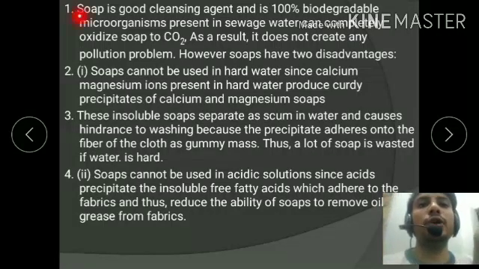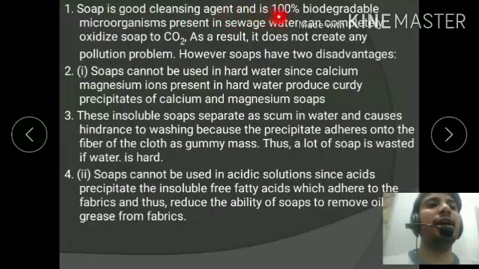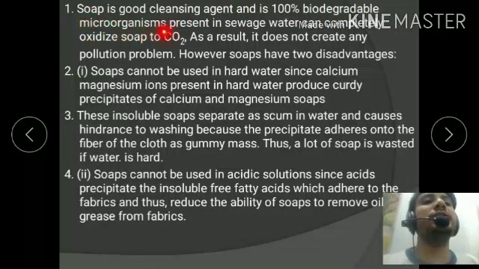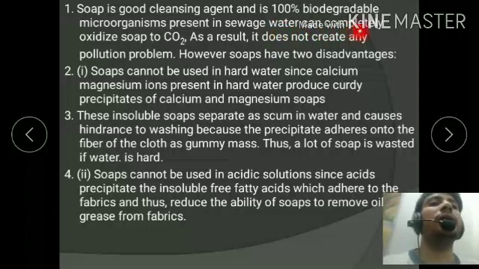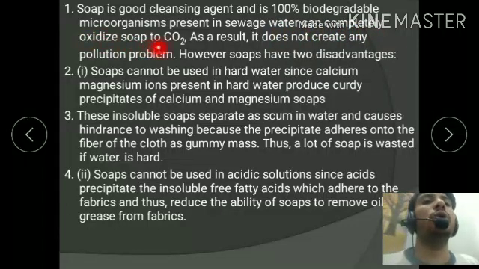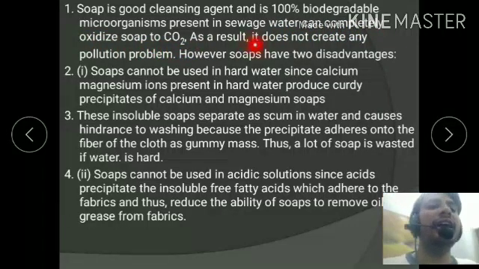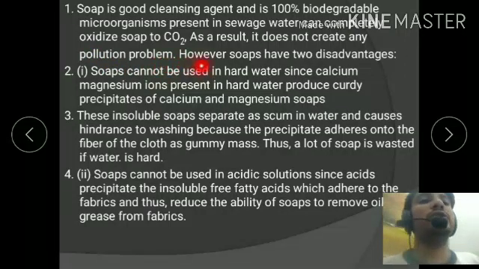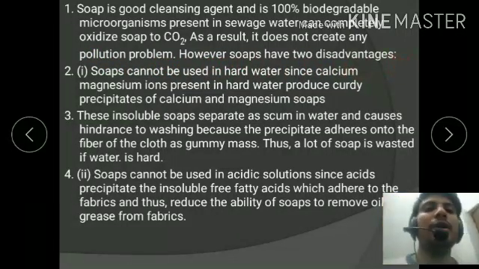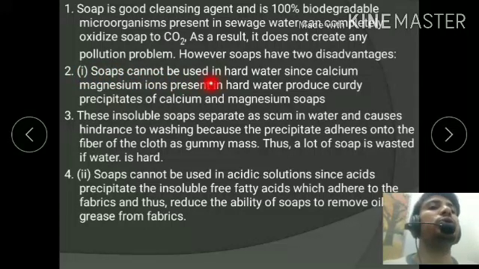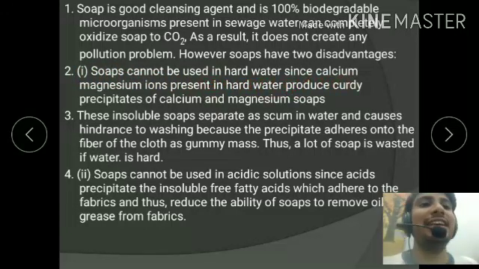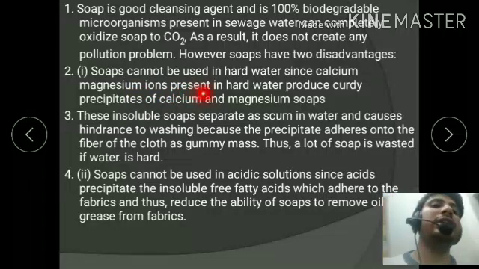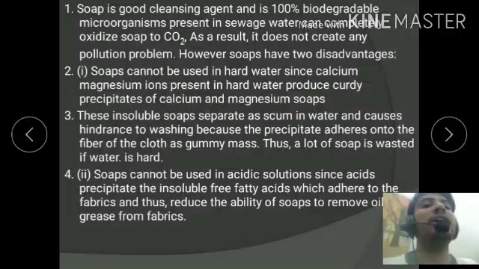Okay, just see, soap is a good cleaning agent and 100% biodegradable. Microorganisms present in sewage water can completely oxidize soap to CO2. As a result, it does not create any kind of pollution problem. However, soap has two disadvantages. First one is that soap cannot be used in hard water, since calcium and magnesium ions are present in the hard water and produce a curdy precipitate.